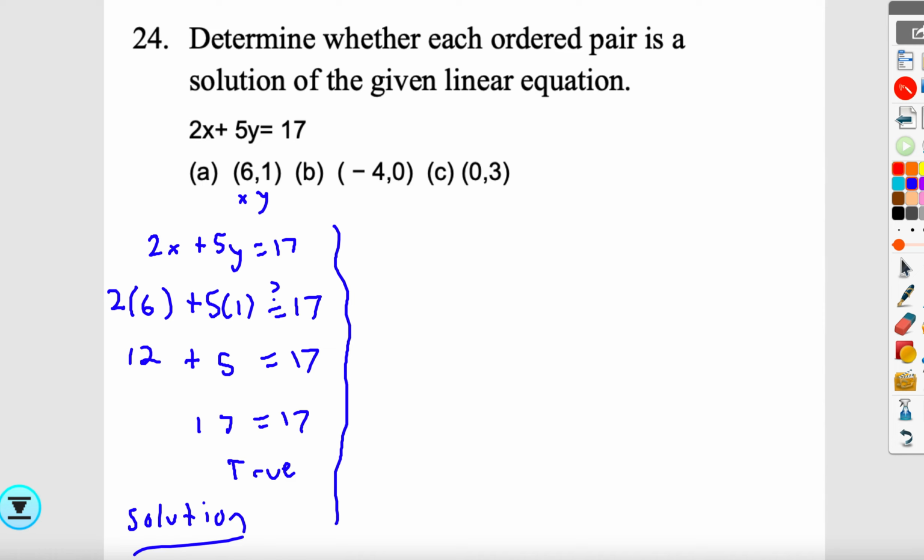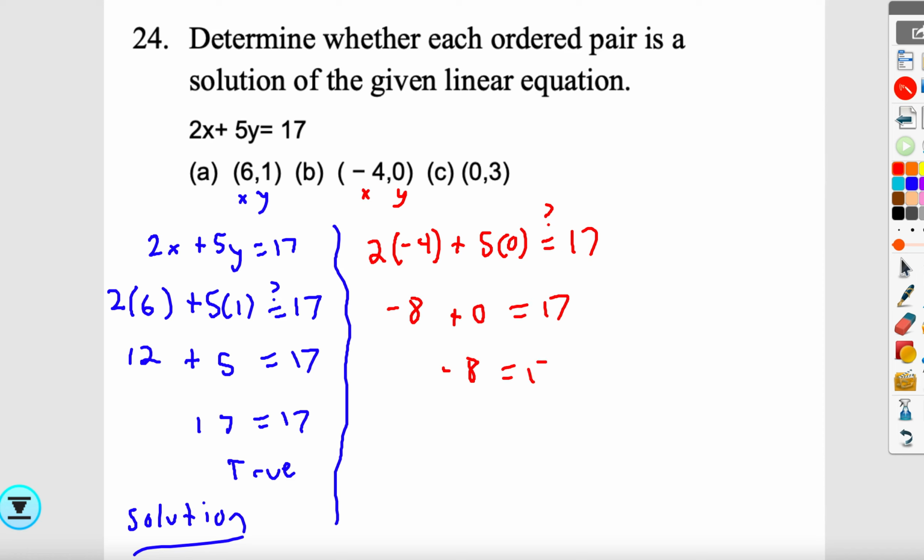Now for B, that's going to be (-4, 0), so that'll be x and y. So plug it into the formula, it'll be 2(-4) + 5(0) = 17? 2 times -4 is -8, 5 times 0 is 0. So we get -8 = 17, which is false. So this is not a solution here.